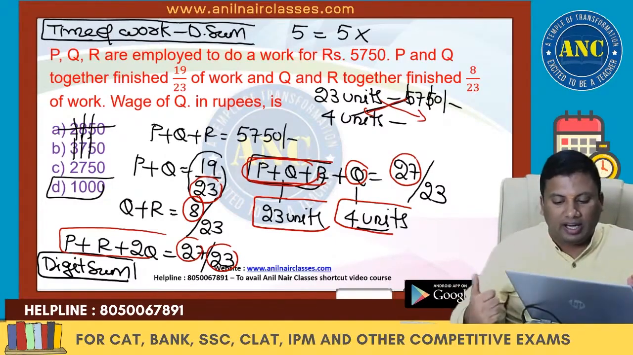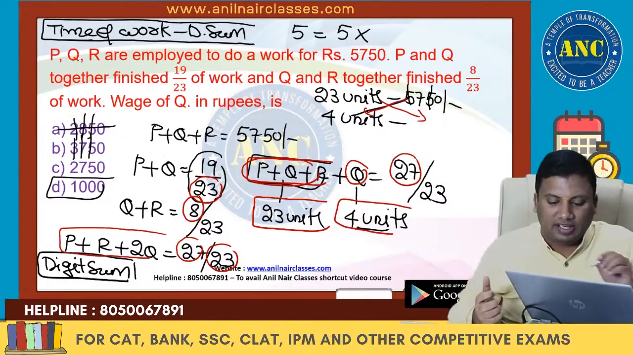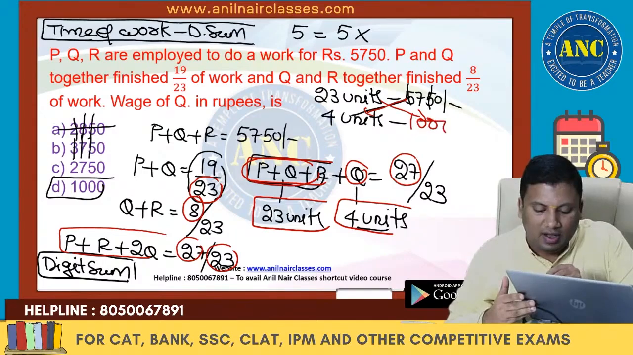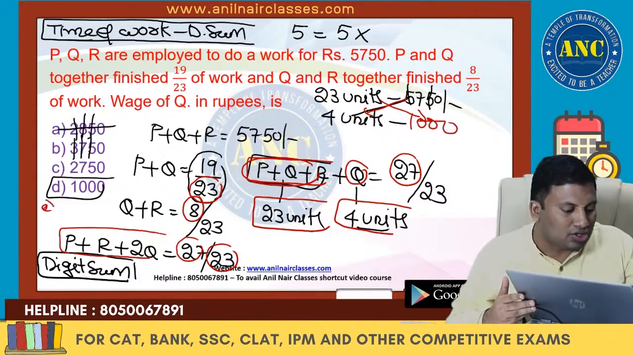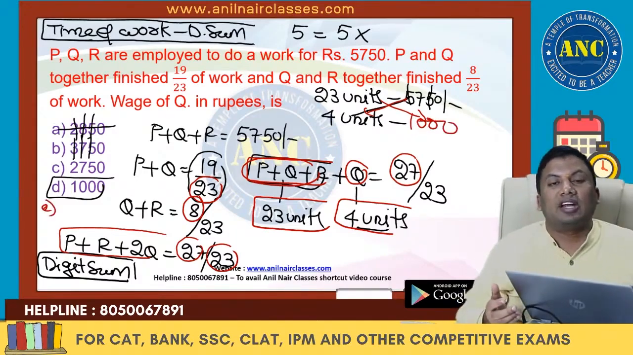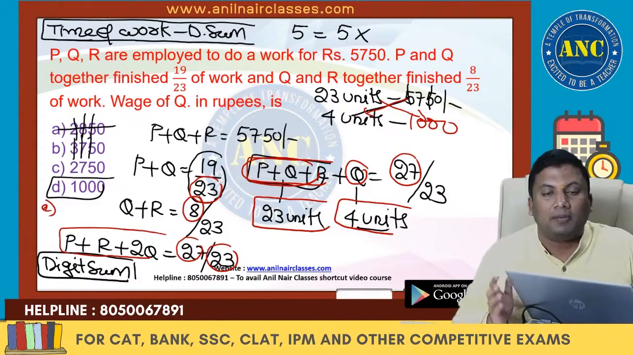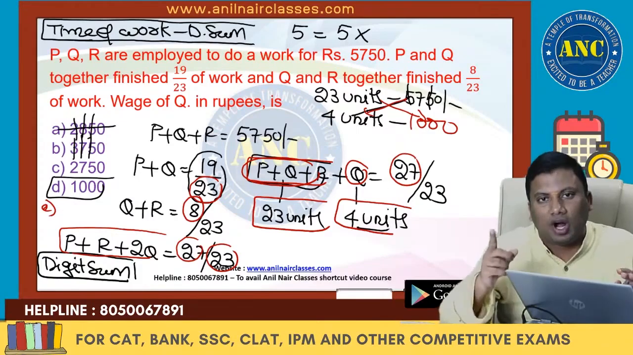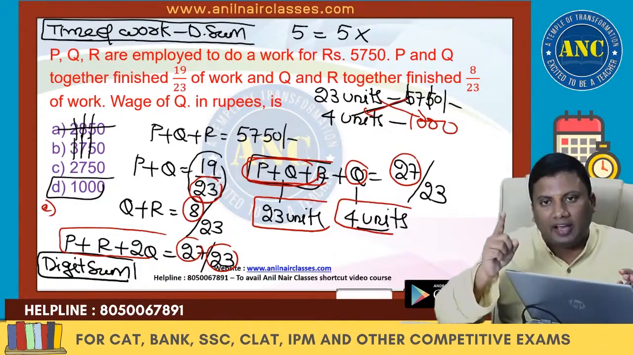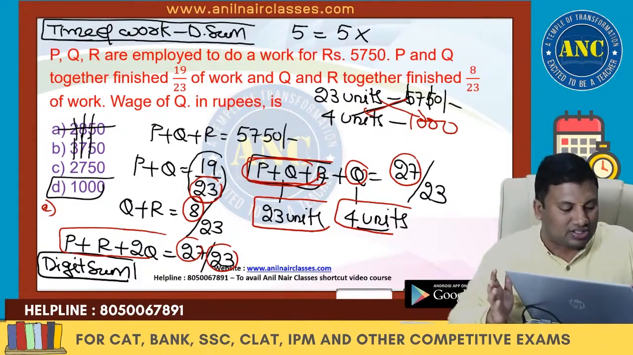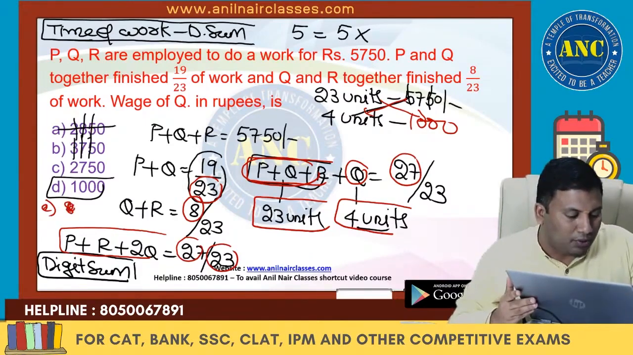Suppose if more than one answer option has the same digital sum. Now see here, 4000. One smart student might think that this logic will not work all the time. It will work all the time. If you have a doubt, please WhatsApp me. I will erase your innocence and ignorance. Right?